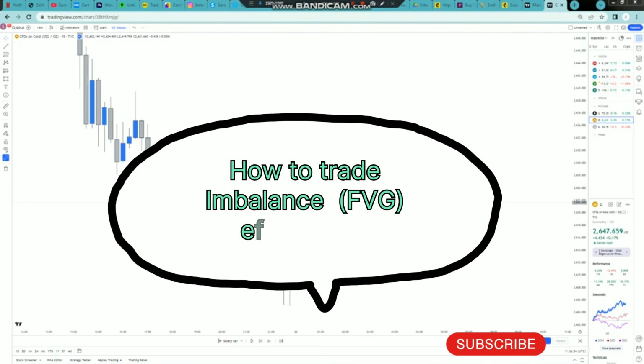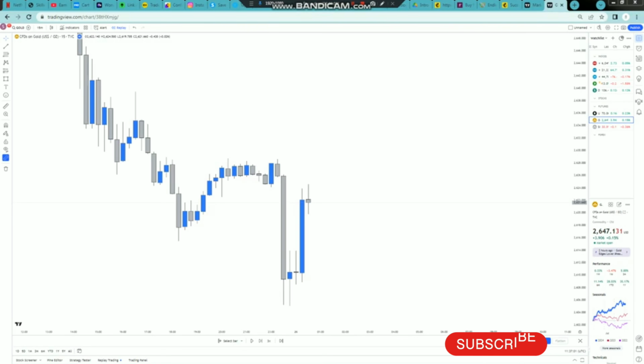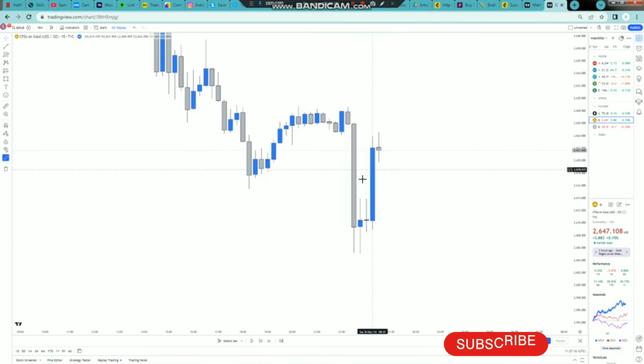Now, let's talk about how to trade them effectively. We have this chart here, and I think you can see, as I've been talking about, this is an imbalance. As we said before, look for the first candle and the last candle, and the gap that is left between them will be an imbalance or a fair value gap.